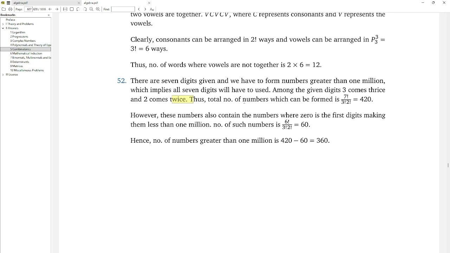The total number of numbers which can be formed is 7 factorial by 3 factorial into 2 factorial. That is 420. These numbers will also contain where 0 is the first digit, making them less than 1 million. Number of such numbers is 6 factorial by 3 factorial into 2 factorial, which is equal to 60. Hence, number of numbers greater than 1 million is 420 minus 60, that is 360.